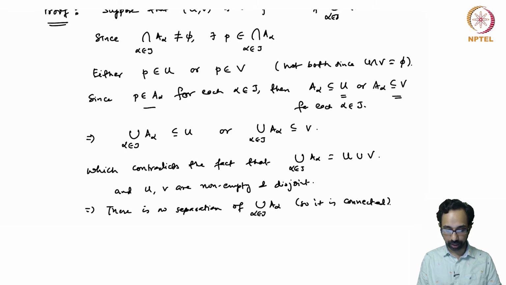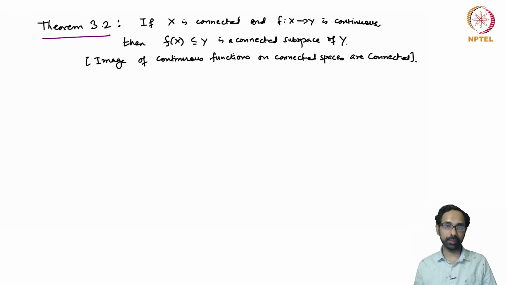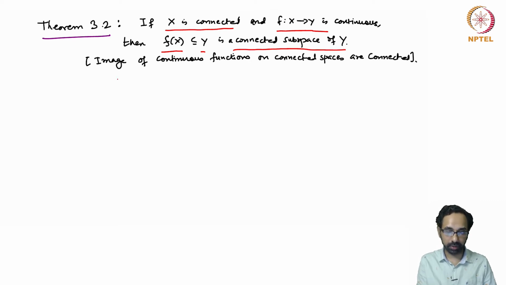Now let us move to the next property. The next result is an important one, and it is a theorem about images of continuous functions. It says that if X is connected and f is a continuous function from X to some other topological space Y, then the image f(X) inside Y is a connected subspace of Y. So in words, images of continuous functions on connected spaces are connected. So let us see a proof of this theorem.